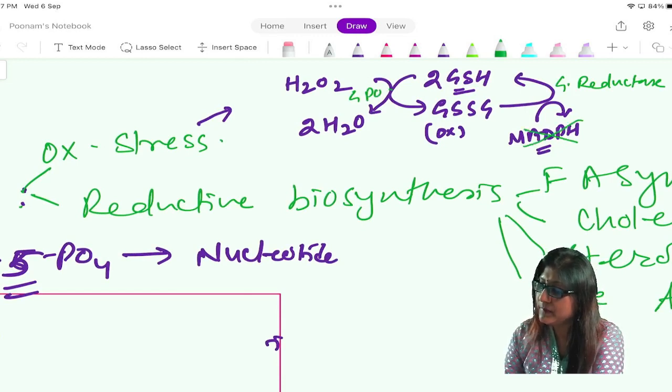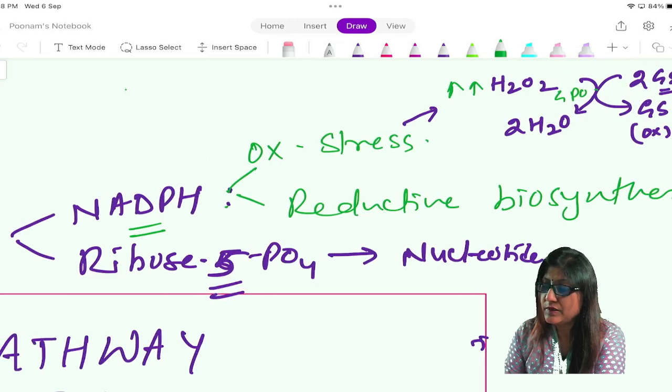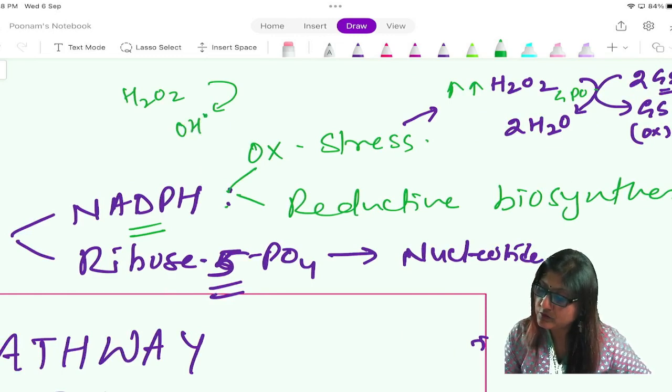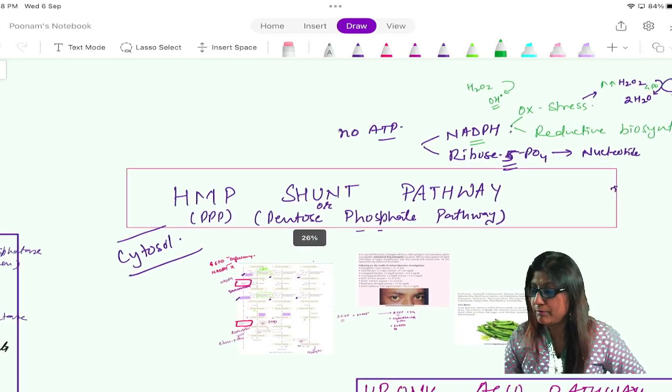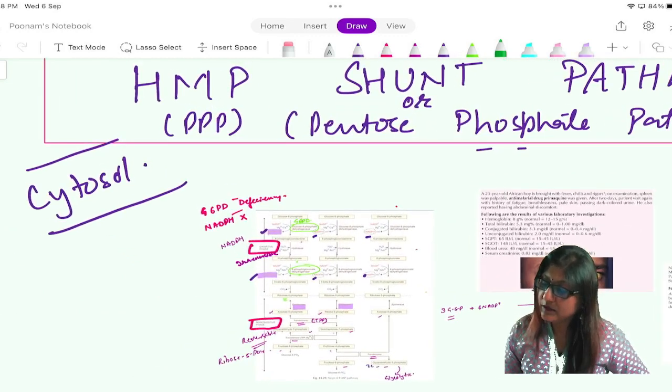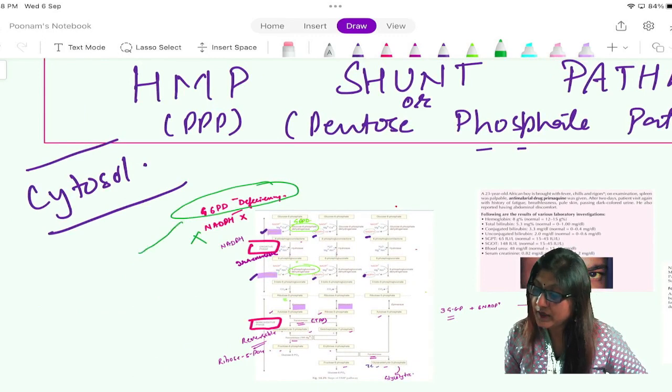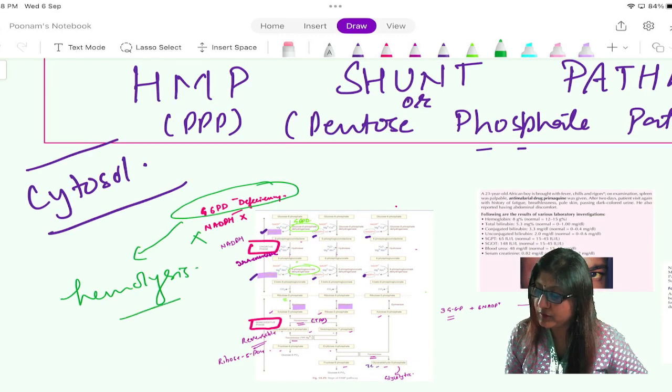So if there is no supply of NADPH due to G6PD deficiency, reduced glutathione will not be there, and H2O2 will be increased so much. And this H2O2, by a non-enzymatic reaction, that's called Fenton reaction, will be converted to hydroxyl ion, which will damage the membrane. So that is what is seen in G6PD deficiency, that supply of NADPH is affected, and this results in hemolysis. Patient is prone for hemolysis.